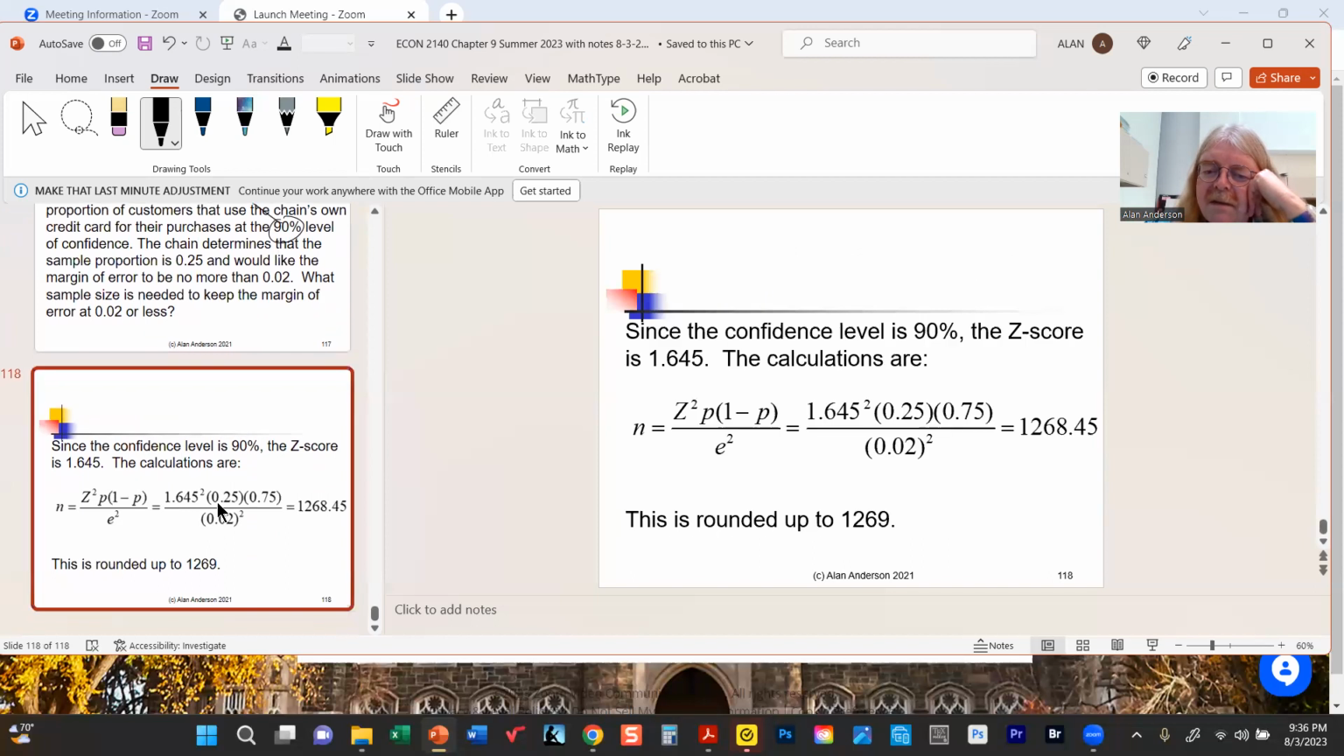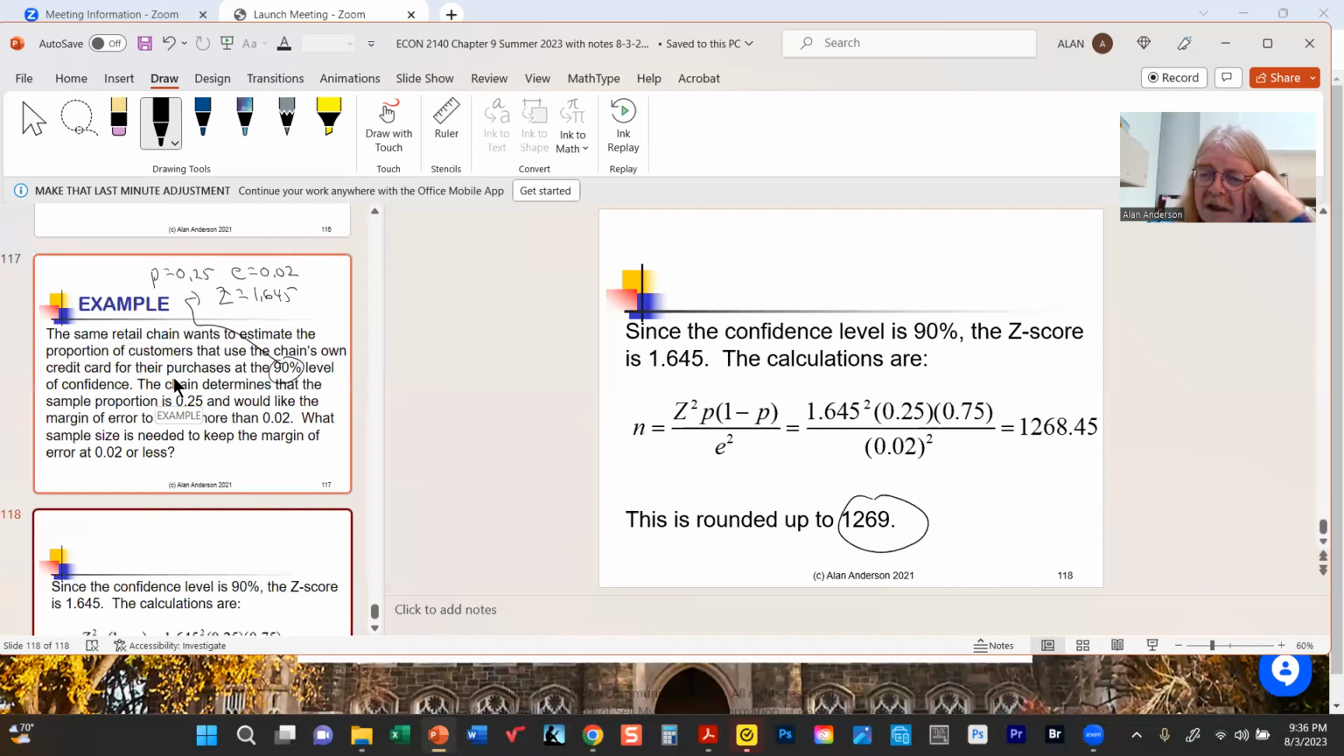So we plug these in and look what we get. Approximately 1268.45. And again, we're going to round it up and we end up with 1269. Okay, so that wasn't so bad.